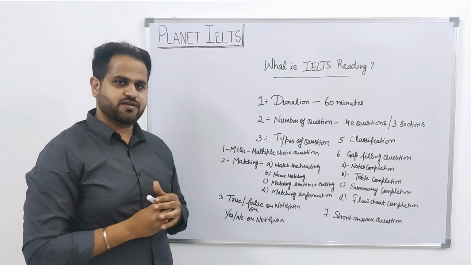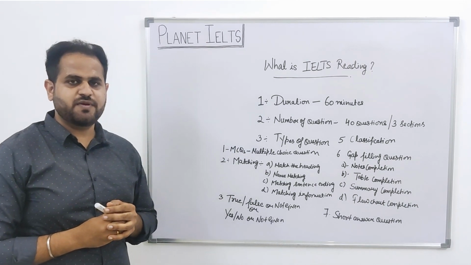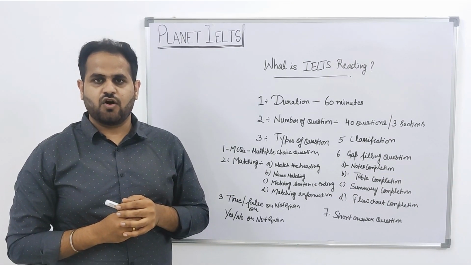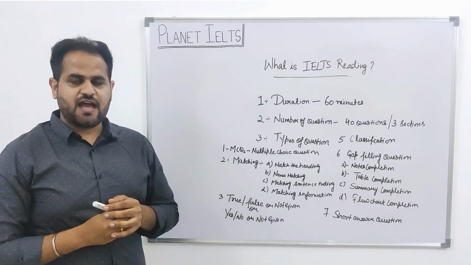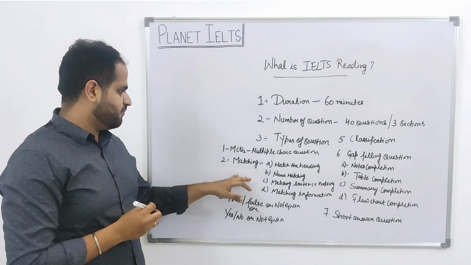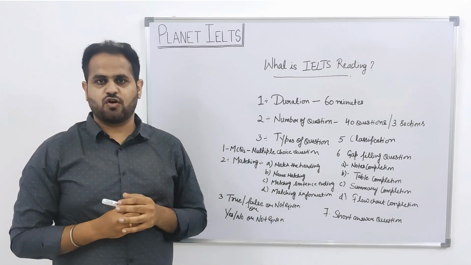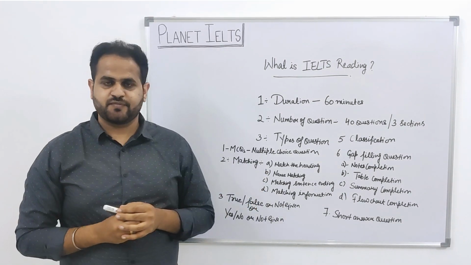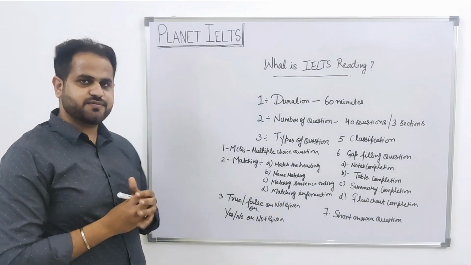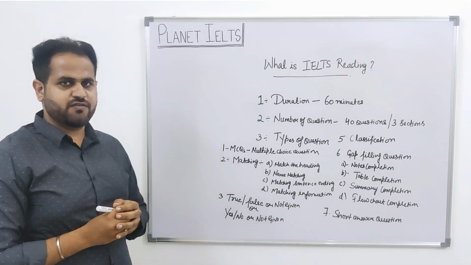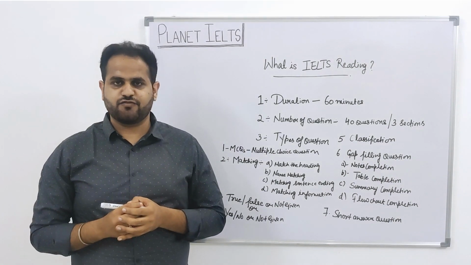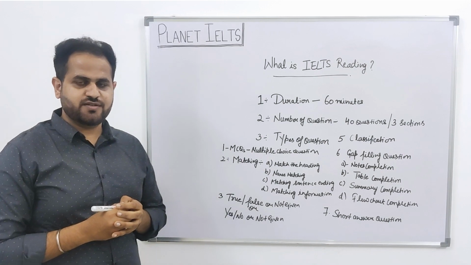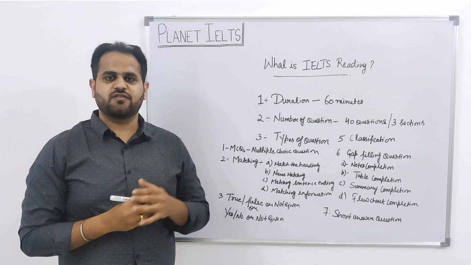Next, name matching. In this, you will be given certain names, for example, the name of a scientist or researcher, and you need to match the name with their works or their achievement. Matching sentence ending. This is similar to MCQs, in which you will be given some sentence endings in the form of options and there will be questions. You need to read the question and find which ending is suitable for that question.